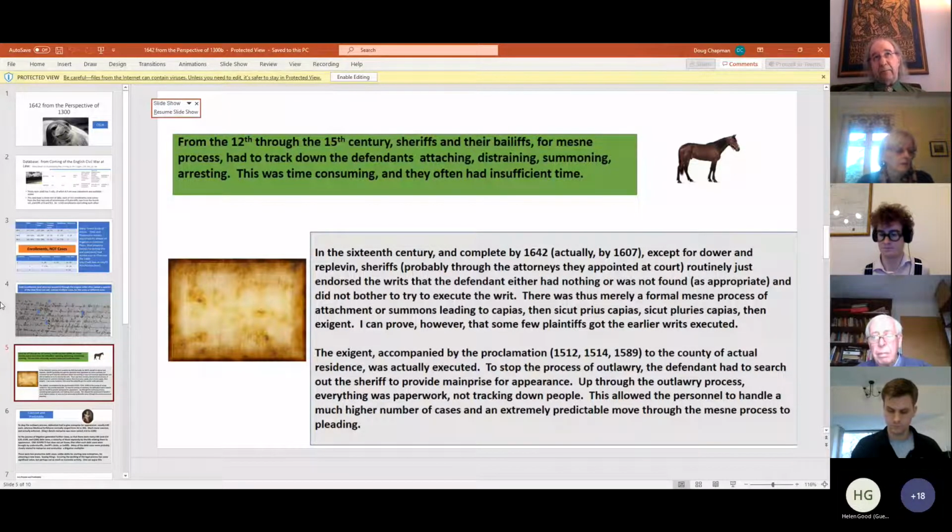That has serious problems, because if you're a Welsh resident and the outlawry process is taking place in London, you may not know that you're being outlawed. And so you could go all the way to outlawry without having any idea that you were being sued. So obviously unfair. And that was taken care of by including the proclamation. And the proclamation was provided by statute in 1512, reinforced in 1514, and then expanded in 1589.